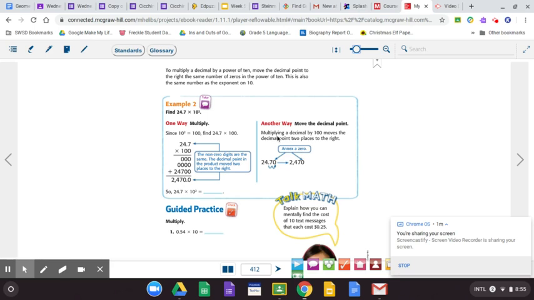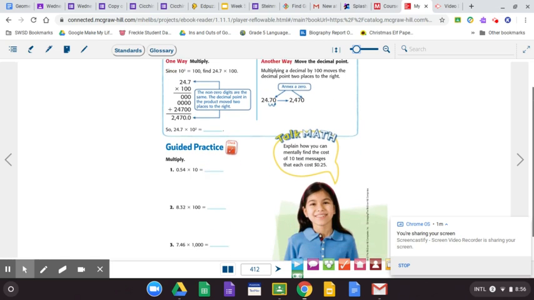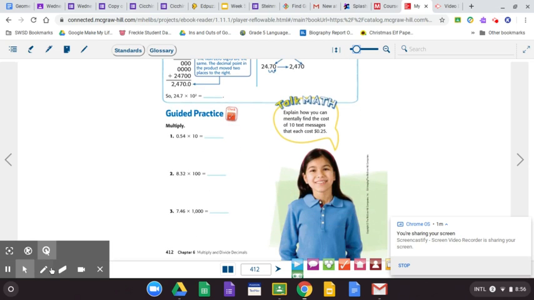Another way that you can do it is you multiply a decimal by 100. You're moving the decimal place 2 place values to the right because it's 100, so there's 2 zeros. You're going to move this 2 decimal places over, and annex the 0, which means you just add a 0 to the end because you can always add zeros to the end. So then your answer is going to be 2,470. So let me show you on a couple of these.